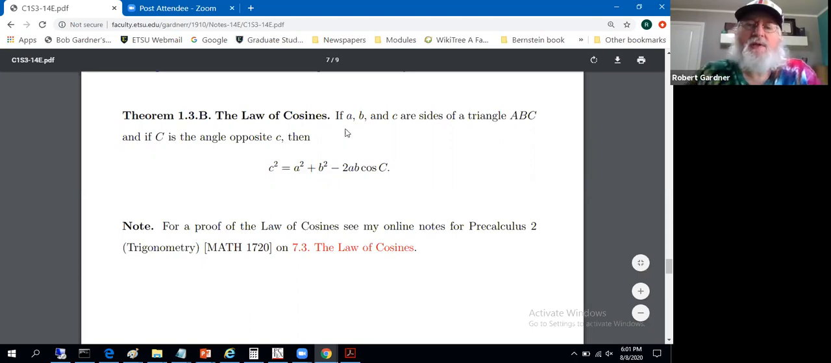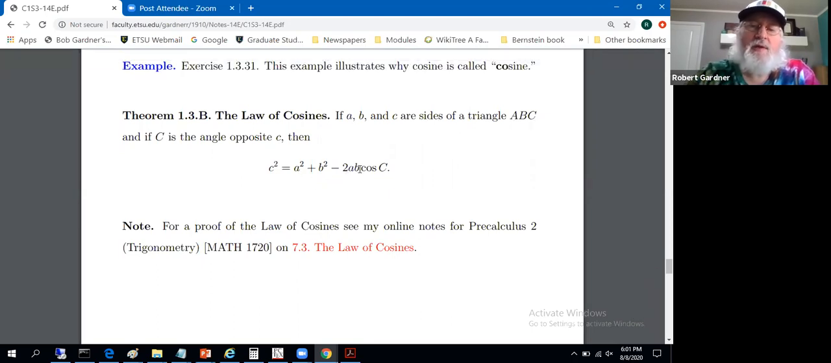Law of cosines says, if a, b, and c are the lengths of sides of a triangle ABC, with the opposite angles correspondingly, angle C is opposite side c, then c squared equals a squared plus b squared minus 2ab cosine of angle C. So the c squared is on this side and the angle C is on that side.